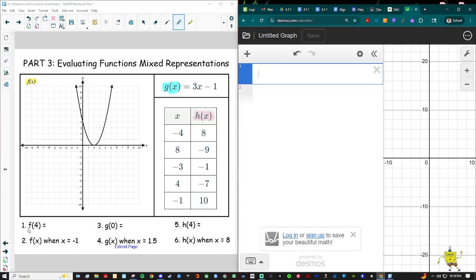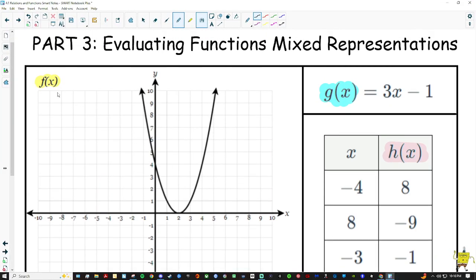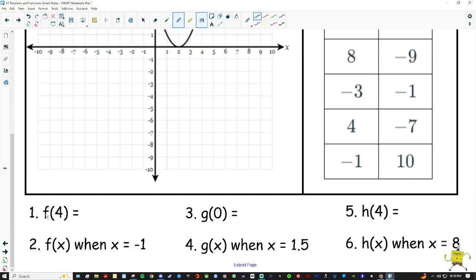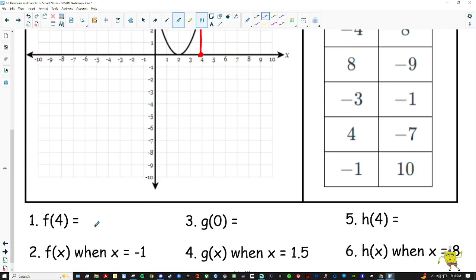So, first one, f of 4. Here's function f. We want to know what is f of 4. So when I plug in 4 for x, I'm going to go over to 4 for x. Here's when x is 4. All I need to do is follow my line up until I hit my graph, and that's where I hit. When x is 4, then y is also 4.